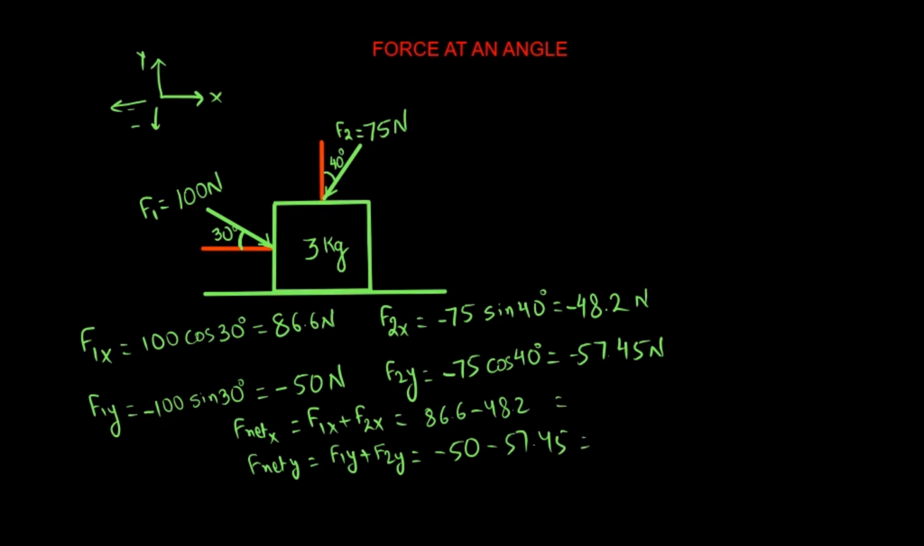Use the calculator. We have 86.6 minus 48.2. It's 38.4 newtons. And then we have minus 50 minus 57.45. It's minus 107.45 newtons.